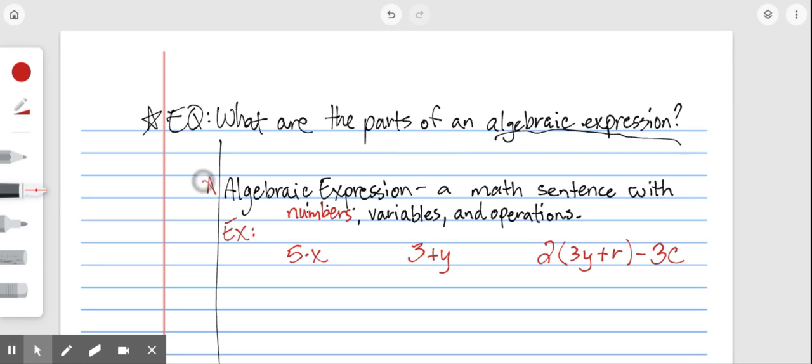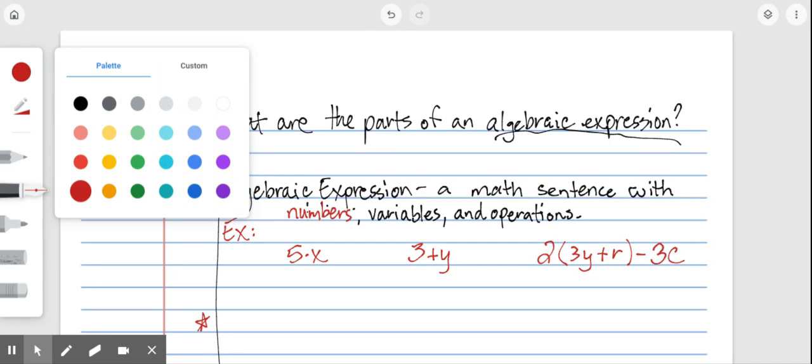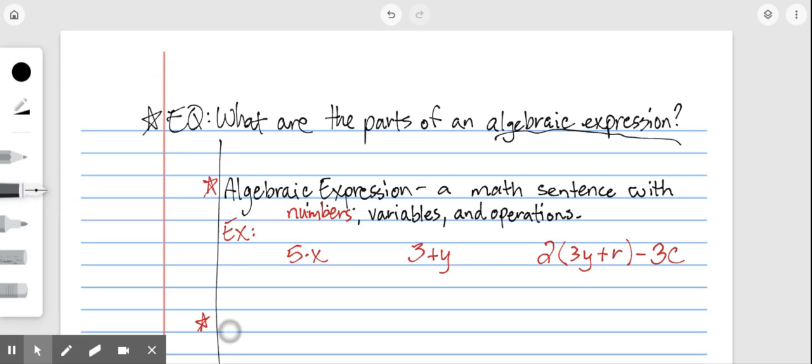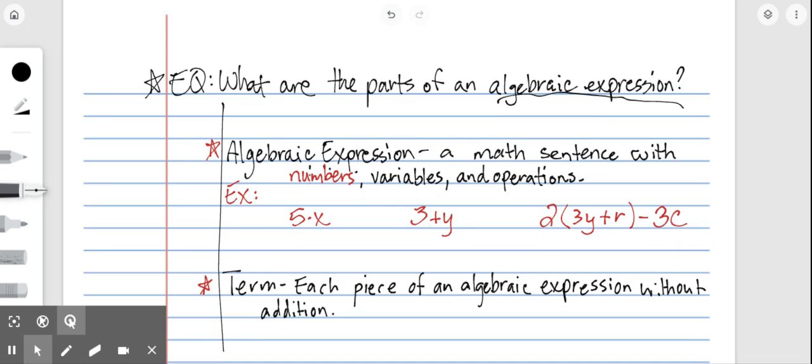Now this is a key term. Let's talk about the second key term. Okay, the second key term is what is a term? Term relates to an algebraic expression. So when you have an algebraic expression, you have terms. Terms are the pieces of an algebraic expression. So a term is each piece of an algebraic expression without addition.